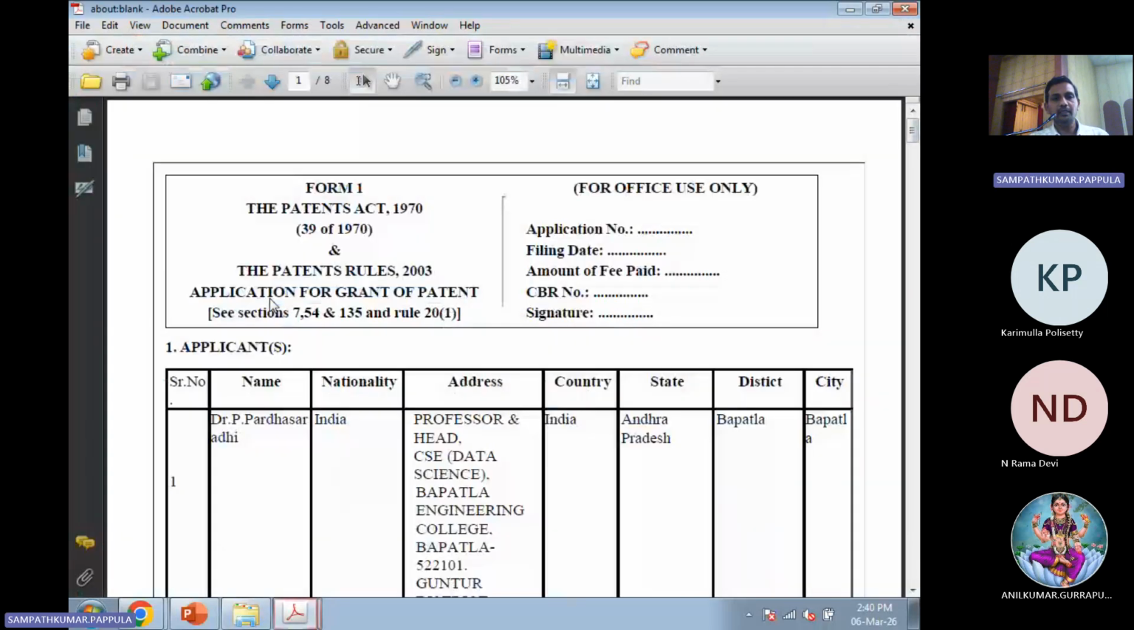So let us see Form 1. It is under the Patents Act, 1970: application for grant of patent. This part is for office use only. Form 1 looks like this. We need to first fill in all your details in this format only, not in your own format. This is the format prescribed by the patent office, so you need to follow it like this.